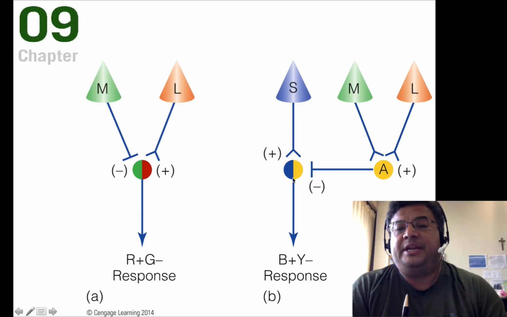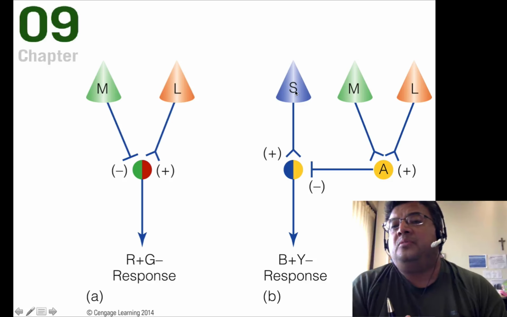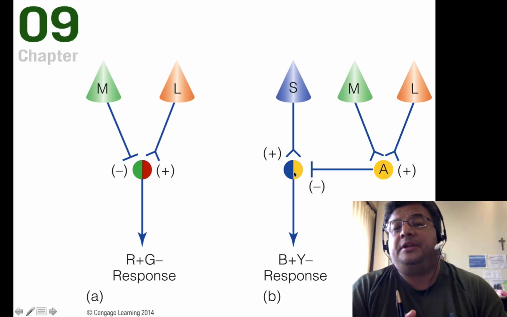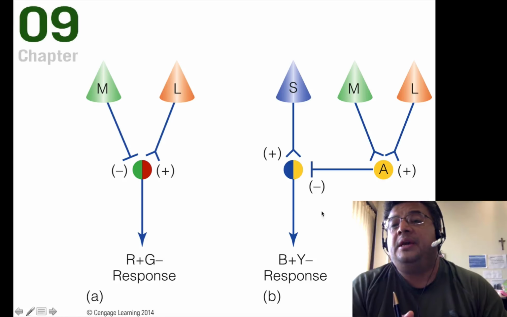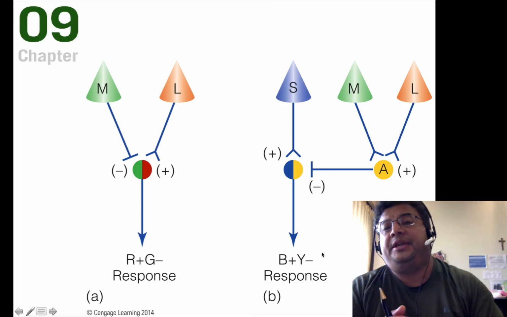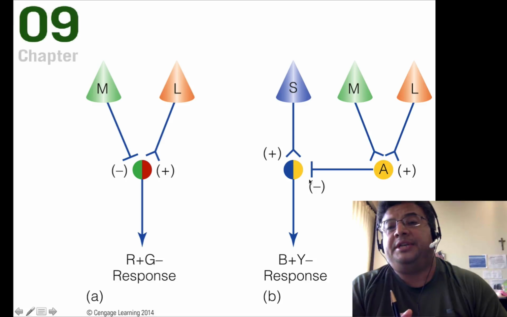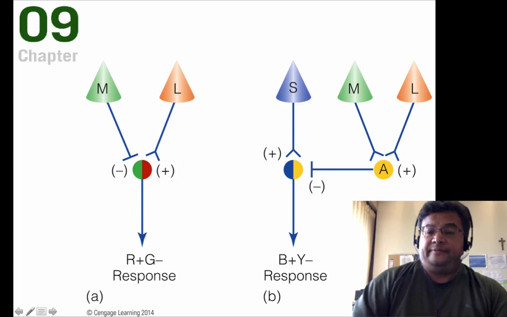Whenever that's perceived, it inhibits the firing of this opponent process cell. Or whenever blue is perceived, it stimulates this particular cell here, and it causes it to increase. So what this circuit ends up doing is causing an increase in firing whenever blue is perceived, or a decrease in firing whenever yellow is perceived.